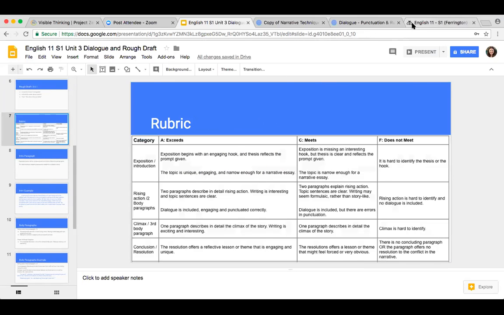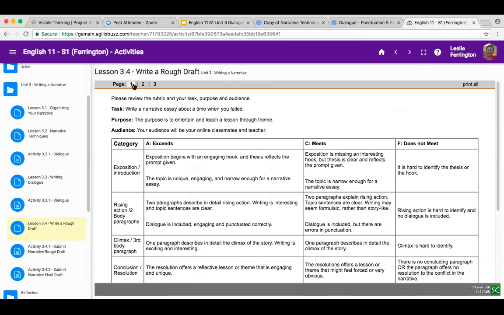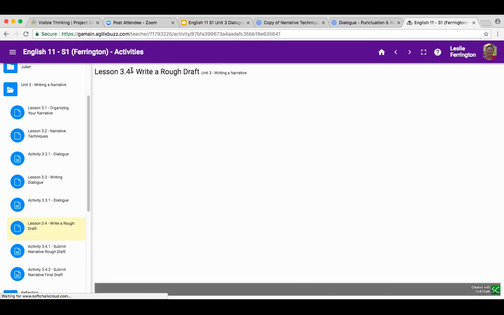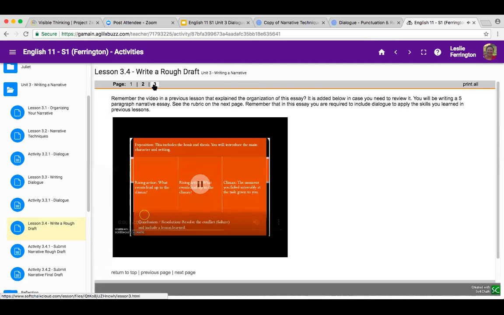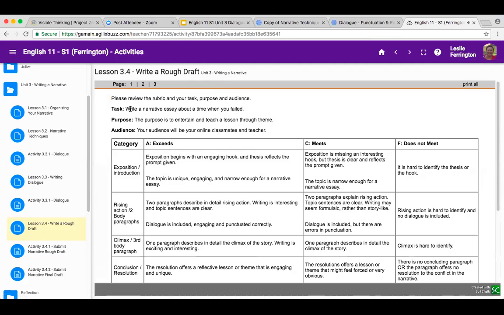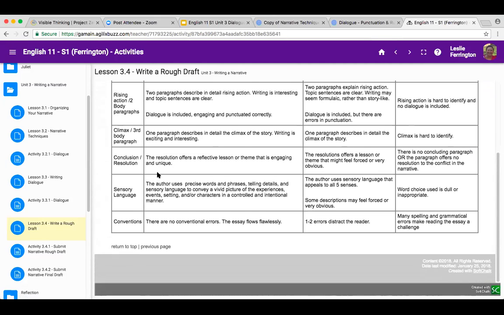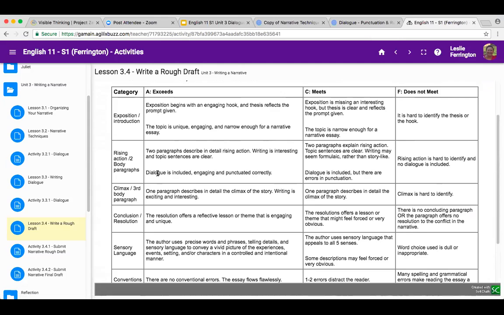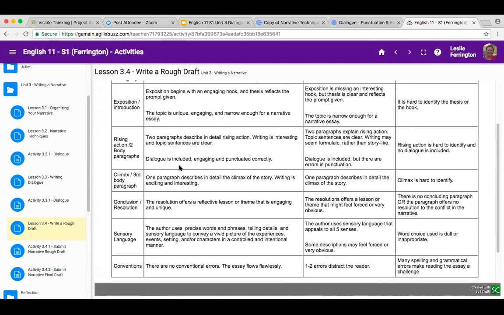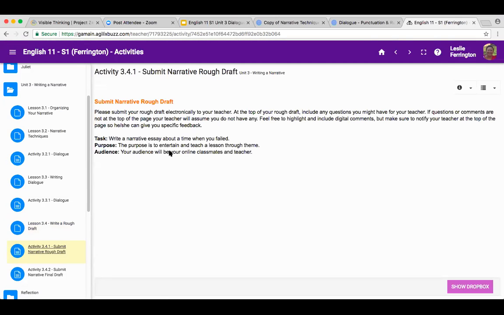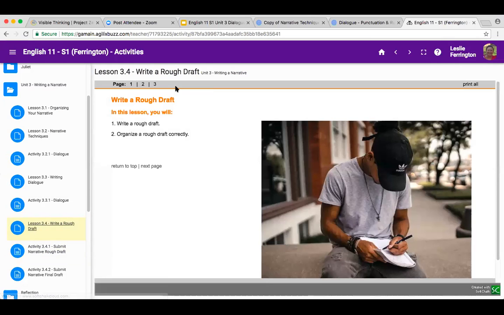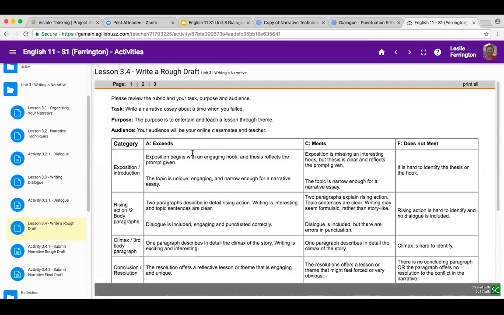This is the rubric. I'm actually going to pull you over to the assignment itself. When you look at lesson 3.4, it's called Write a Rough Draft. If you go through there's a little intro, a little video, and then on the 3rd page it gives you the entire rubric. I think a lot of times we forget to look at the rubric, because the activity itself doesn't show you the rubric right by it. So I want you to know that the rubric is in lesson 3.4 on the last page.